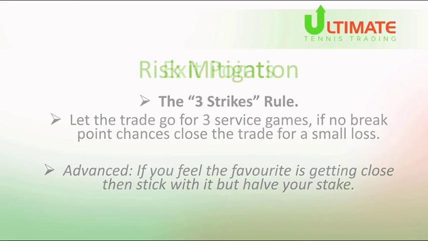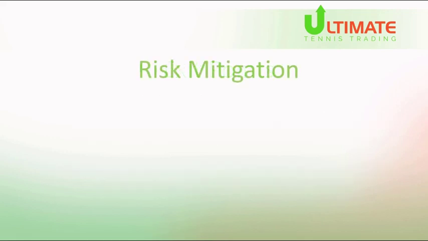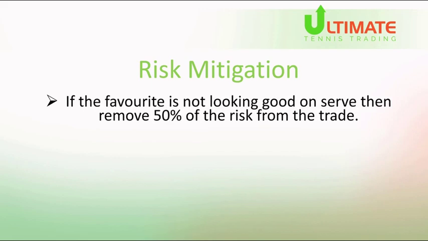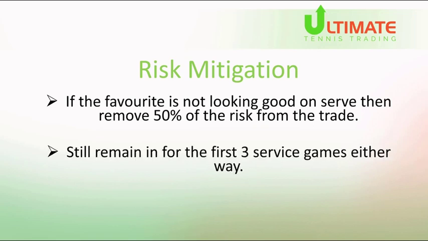So let's look at some risk mitigation as well when we're using the boomerang method. So let's look at what we can do if it's not looking great. If we got involved in a market and if the favorite isn't looking too good, then we can immediately remove 50% of the risk from the trade. Now, as you know, I don't like to confirm the loss. I don't like to just get out and just move on straight away. But I do like, if it's not looking good, if the favorite is not looking good and the underdog is still looking pretty dominant, I will just halve the risk on the trade, but still stick to the 3 strikes rule and the 3 service games after that.